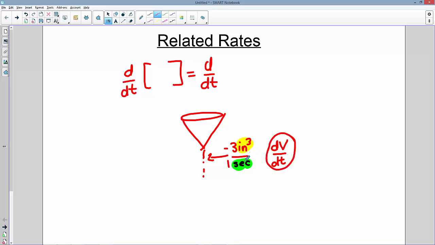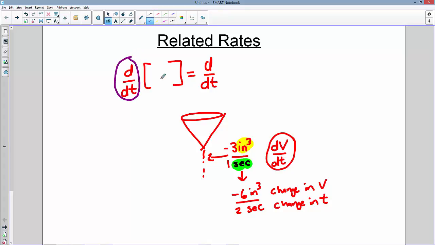So everything we're going to be doing with related rates is with a delta t, a change in time. Obviously, just like in slopes, we could write -6 inches cubed per 2 seconds. And again, that's the change in volume, and this is the change in time. Change in volume over change in time. So that's why we're not going to do d/dx to both sides; we're going to do d/dt. And if we're going to do the volume formula, which we'll do in the next problem, you'll see how that works.